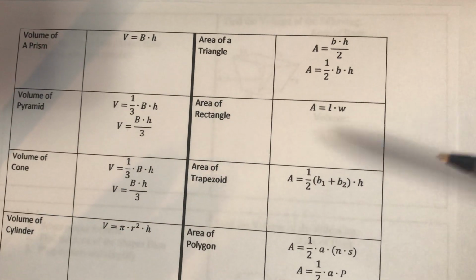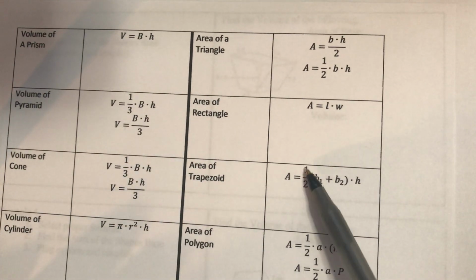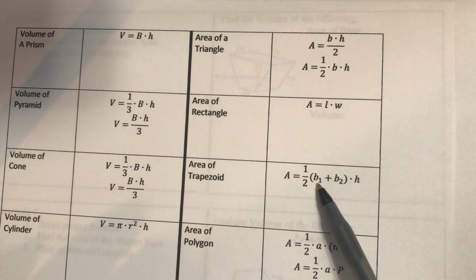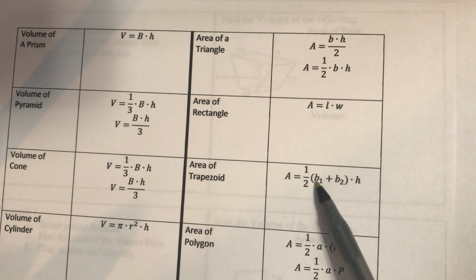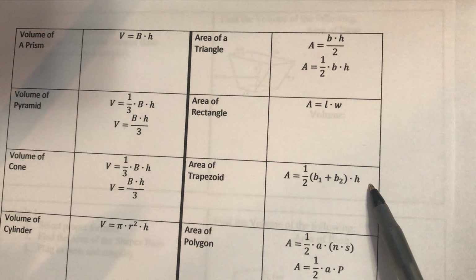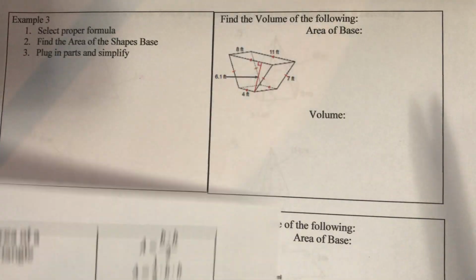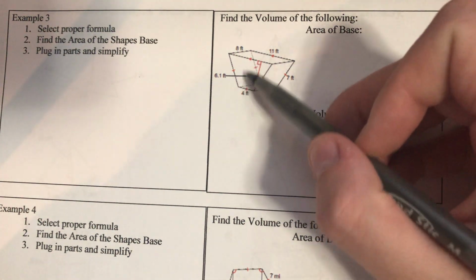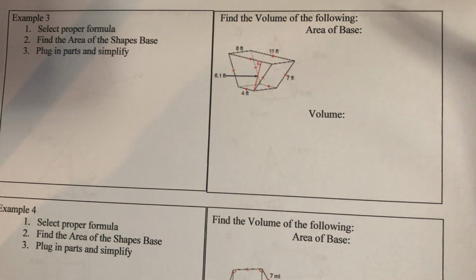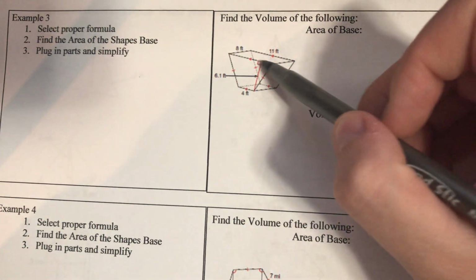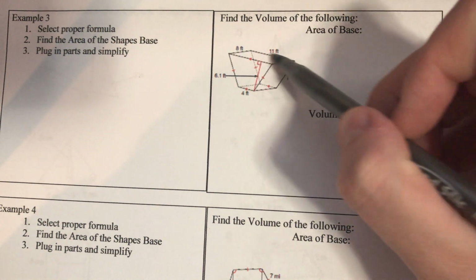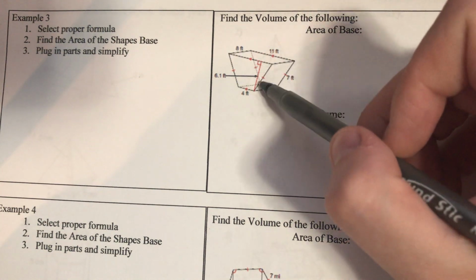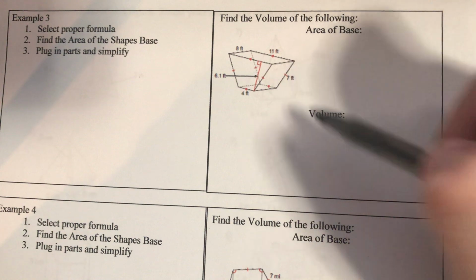So the area of a trapezoid right here is 1/2 times your two bases added together times the height. What it means by the two bases, these are our two bases of our trapezoid. When we're finding the area of our base, we're looking for those two shapes that are exactly the same that lie on either side of our cylinder.